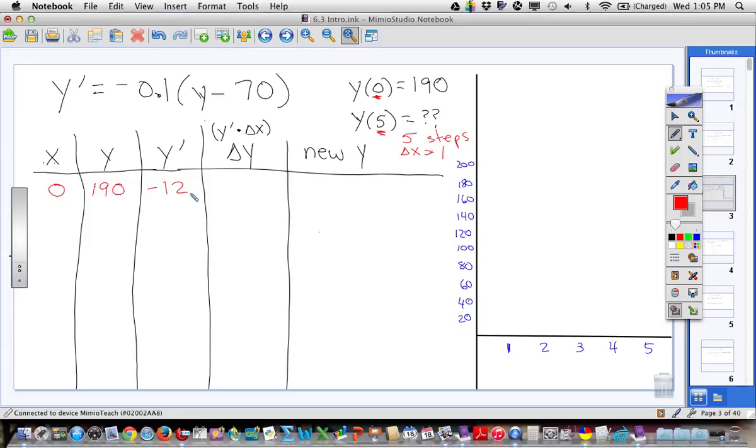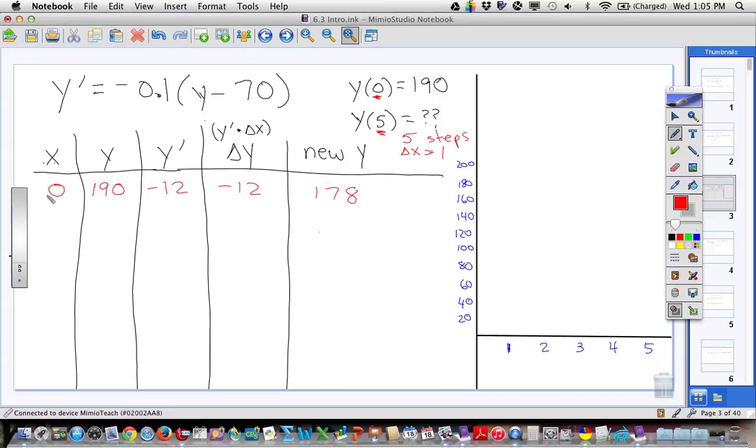Now how do we get the delta y? Multiply by your step size, right? This is the rise over run times the run. That's the key step. Rise over run times the run. Well, our run is 1. That's nice. So, since we're going over 1, we're going to go down 12. That means the temperature dropped 12. So our new y is 190 minus 12. 178.